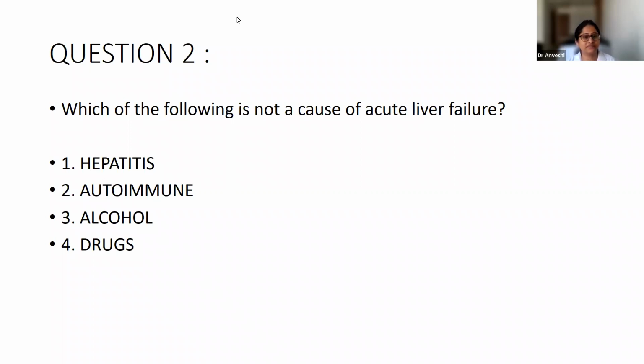It's a learning process. Everybody makes mistakes. That's okay. If it is wrong, that's okay. That's a simple question. There's a niche over there. Is it hepatitis, autoimmune, alcohol, or drugs? I can see some correct answers. Yes.